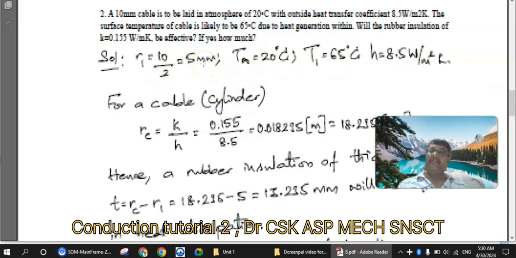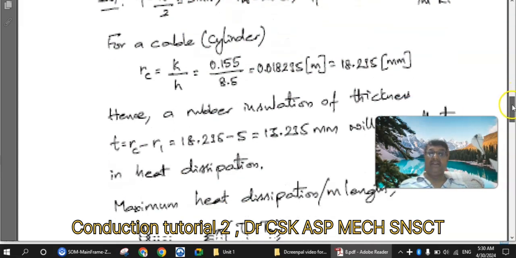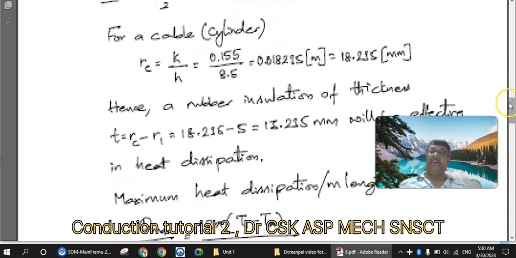So the given data: the diameter is 10 mm, so the radius is 10 by 2, 5 millimeter. Ambient temperature is 20 degrees centigrade. Surface temperature is given as 65 degrees centigrade and the heat transfer coefficient is 8.5 watts per meter squared Kelvin. For a cable, it is considered as a cylinder. We know that k equals r into h. Similarly, rc equals k by h, where rc is the critical radius. So 0.155 divided by 8.5.